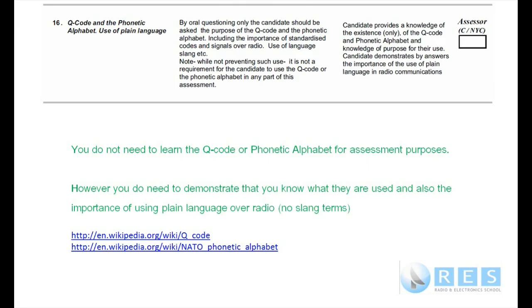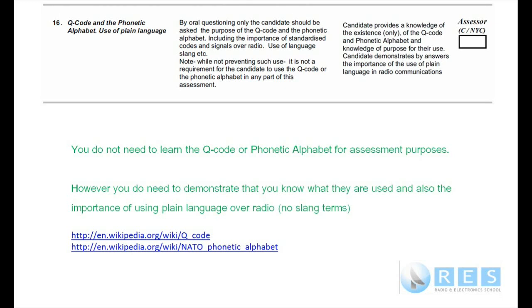The method: by oral questioning only, the candidate should be asked the purpose of the Q code and the phonetic alphabet, including the importance of standardized codes and signals over radio. The use of slang is undesirable. Note, while not preventing such use, it is not a requirement for the candidate to use the Q code or the phonetic alphabet in any part of their assessment. So you don't have to know the Q code or the phonetic alphabet, but you do have to know why they're there.